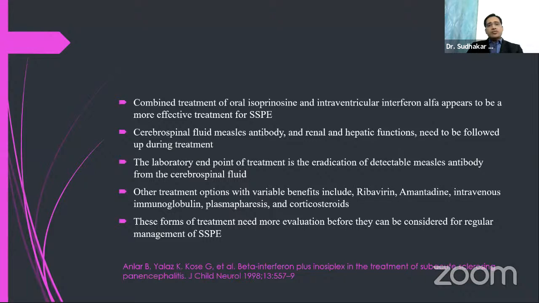Throughout this treatment, CSF measles antibody titer, and renal and hepatic function need to be followed. Other medications with variable benefit have been tried, like ribavirin, amantadine, IVIG, plasmapheresis, and corticosteroid, but they have not been included in a standard treatment protocol because there has not been much benefit after giving all these medications.